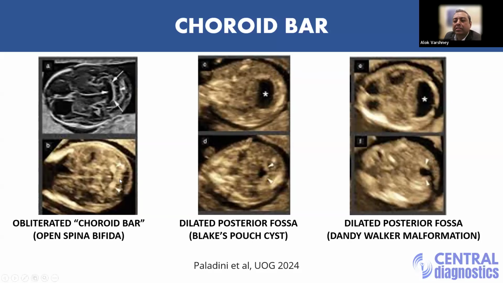This usually means there's a CSF leak somewhere, and usually we see it in cases of open spina bifida. Then sometimes we do not see the choroid plexus because there is a posterior fossa cystic space which is dilated, and we need to follow these cases up. Some of them turn out to be Blake's pouch cyst. Some of them will turn out to have Dandy-Walker malformation. And these can be distinguished by the position of the fourth ventricular choroid plexuses. And I think this will be covered during the talks on the CNS.